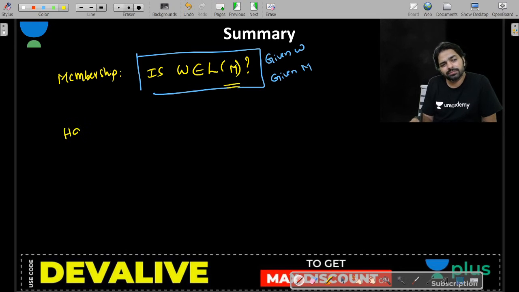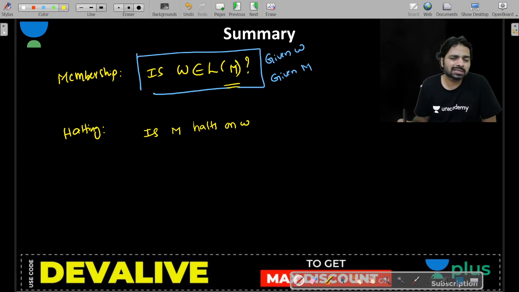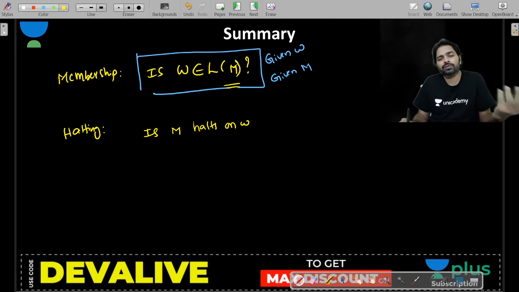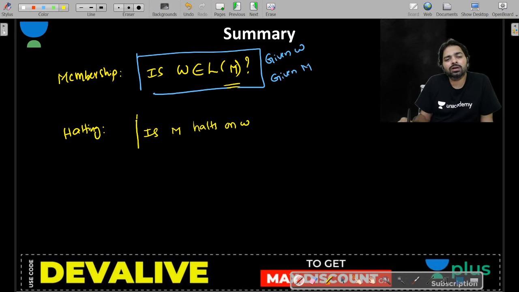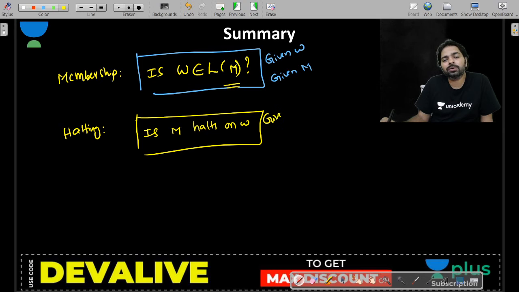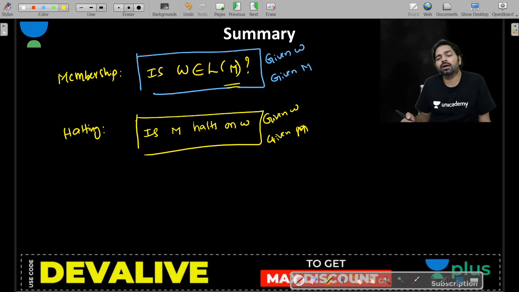Membership and then halting. The halting problem: does M halt on W? It may be accepted or may not, doesn't matter. Even invalid strings also are set to non-final. Does M halt on W? What is given again? W and the machine are given. M should be given and W should be given, then only you can verify whether W is accepted by the given machine or not.